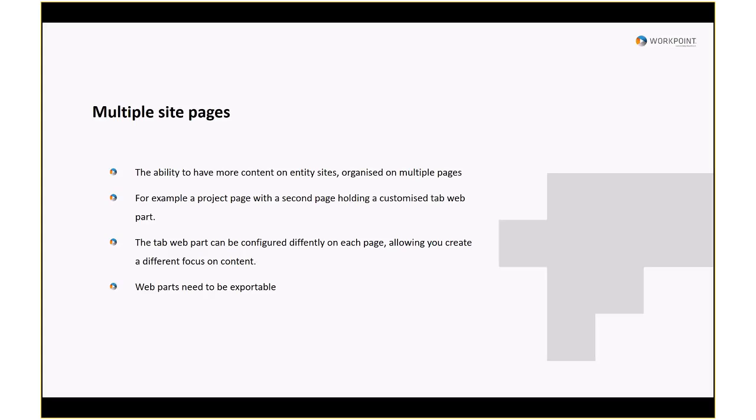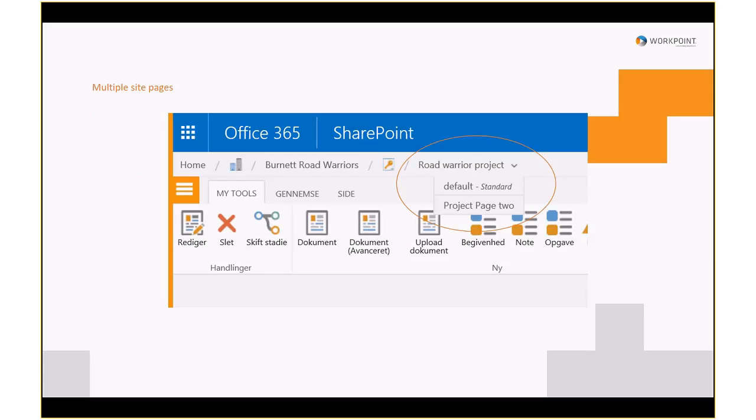So let's have a look at how it looks. I have a shot here from a project page where I've defined a project page 2, a very boring name for it. You might come up with something better. But you have here the default standard page, and then you have the project page 2. You can choose as a user between this in the breadcrumbs.